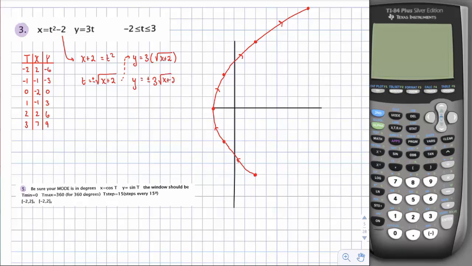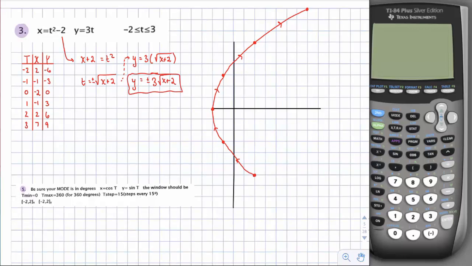So if I was going to graph this like an equation, I would have my positive square root, which is this guy, and I'd have my negative square root, which is this guy. Again, I'm only graphing portions of it based off my parameters here. So anyway, you can also write this.